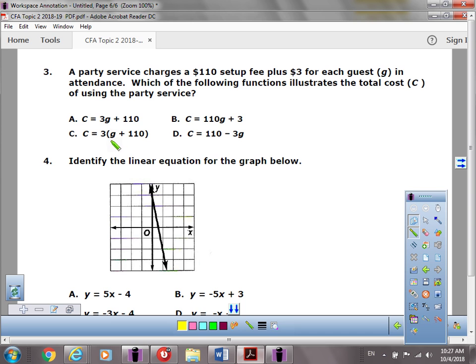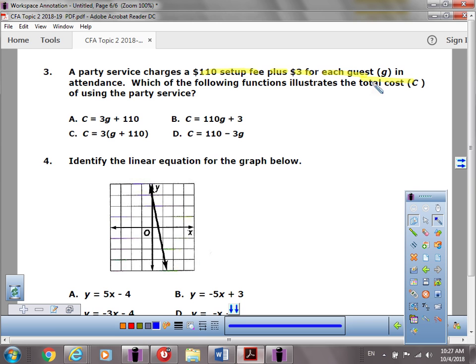Car service charges a $110 set up fee plus $3 for each guest in attendance. Enter the following function as fixed, the total cost of using the party service.